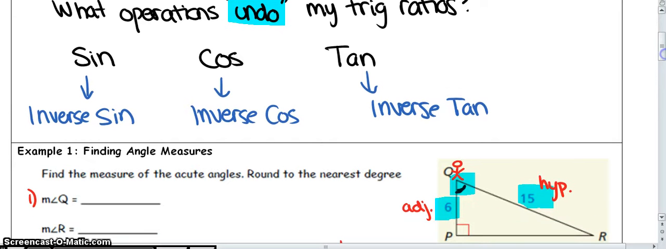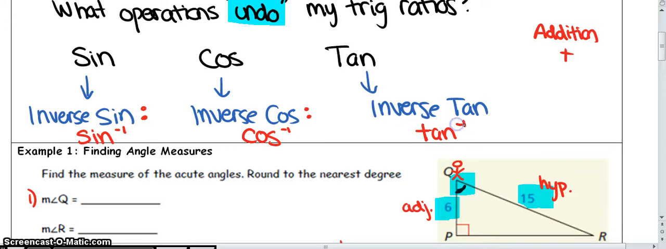Now, this is the name of the function. Technically, addition is the name and the plus sign is the notation. So this is the name, inverse sine. The notation that you'll see in your calculator looks like this: sine with a little -1. It's like sine raised to the negative first. That -1 is the universal mathematical symbol meaning inverse. So inverse cosine is cosine to the -1, and inverse tangent is tan -1.